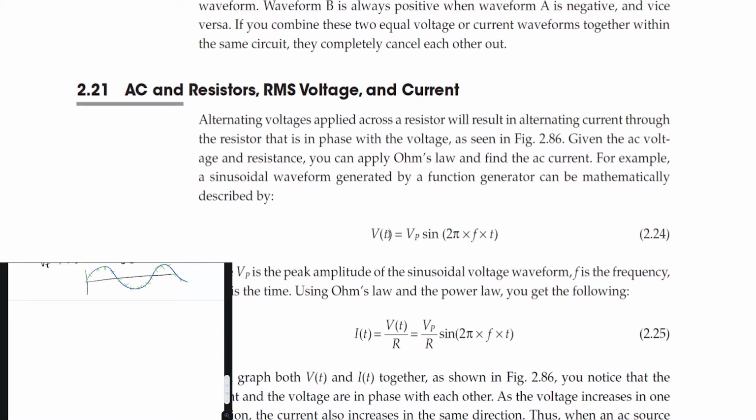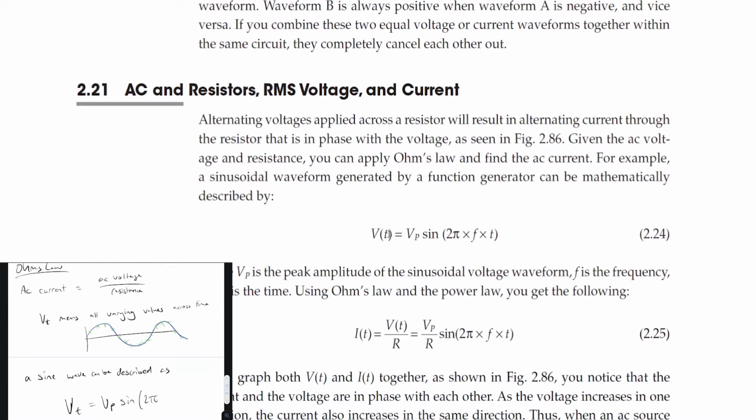So, a sine wave can be described as, let's put "can be", stick to what they put. A sine wave can be described as the voltage as a function of time is equal to the voltage peak times sine of 2 pi.